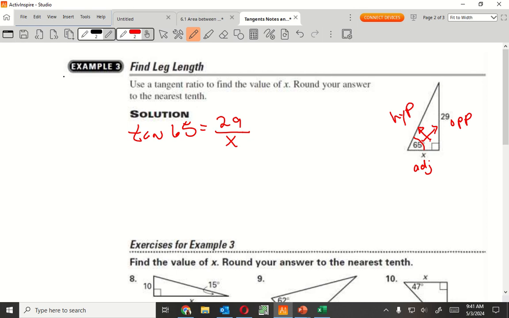So I'm going to multiply both sides here by the denominator. Always multiply both sides by the denominator. That will clean out the fraction. By doing that, my x's will cancel. So now I'm left with x times tangent of 65 is equal to 29.